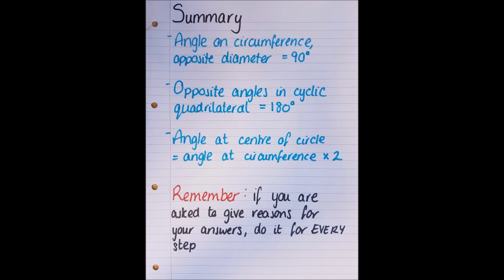In summary, the angle on the circumference opposite the diameter is equal to 90 degrees. Opposite angles in a cyclic quadrilateral add up to 180 degrees. And the angle at the centre of a circle is the angle at the circumference times 2. Remember, if you are asked to give reasons for your answer, do it for every step.